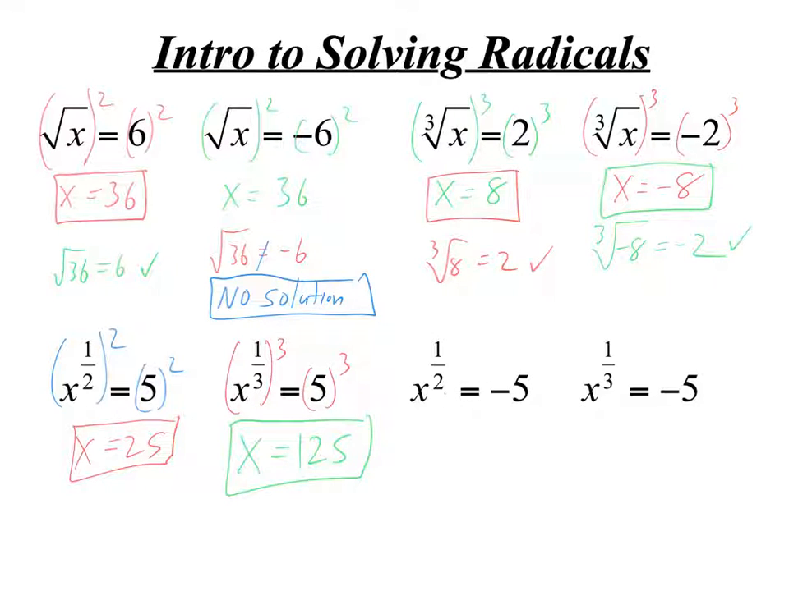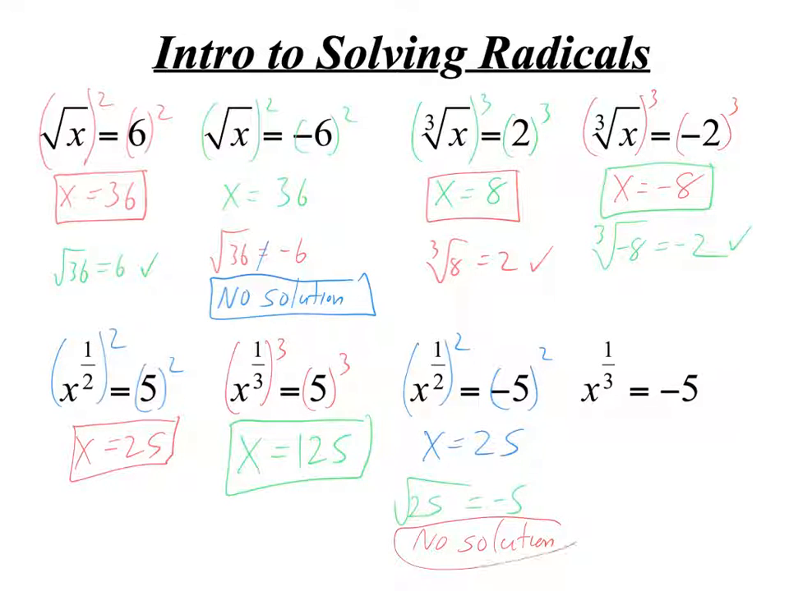Next, right here. How do you get rid of a half? Well, I square it, because a half is a square root. That gives me x equals negative 5 squared is 25. But here's the problem. Does that work? If I put 25 back in here, 25 square root, remember it's half power is the square root. That doesn't make any sense. So there is no solution here. This one's a no solution. Because you cannot have a half power, which is a square root, equaling negatives.